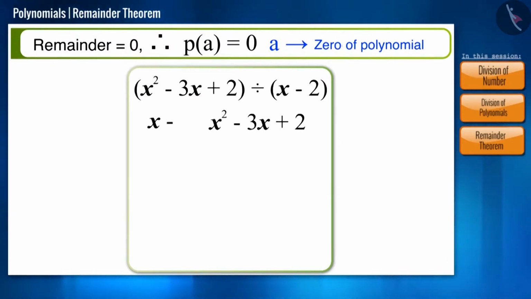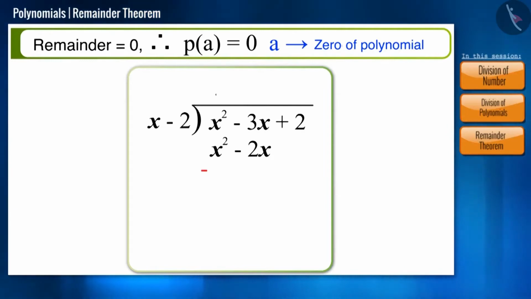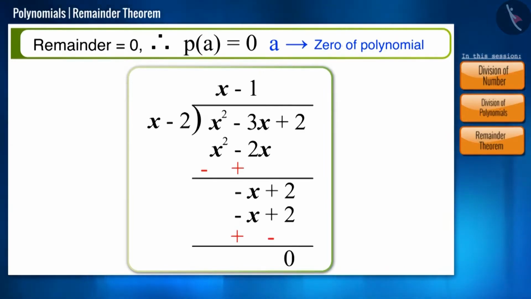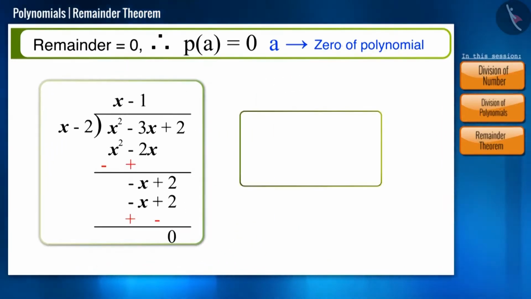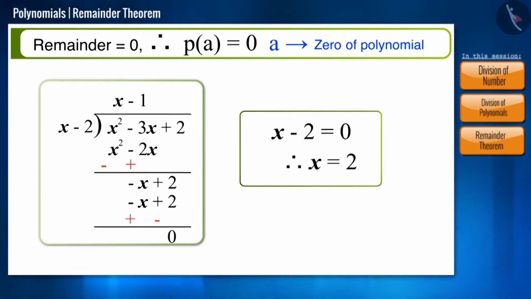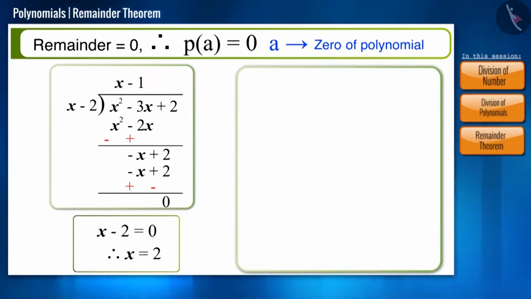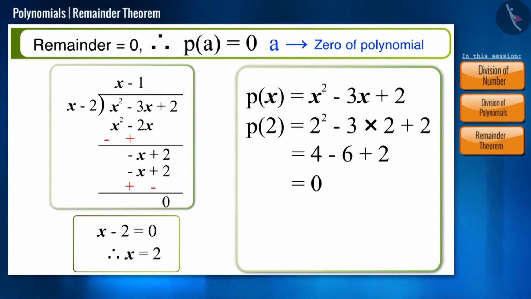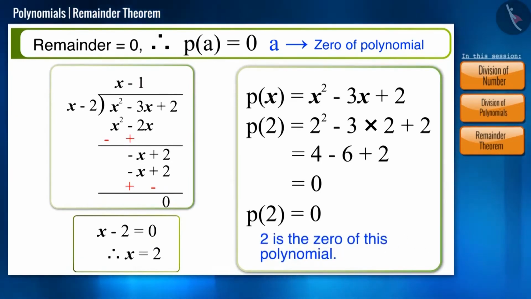On dividing the polynomial x square minus 3x plus 2 by x minus 2, we get the remainder as 0. Now, by equating the divisor x minus 2 to 0, we get x is equal to 2 and P of 2 will be 0. That means 2 is the 0 of this polynomial.